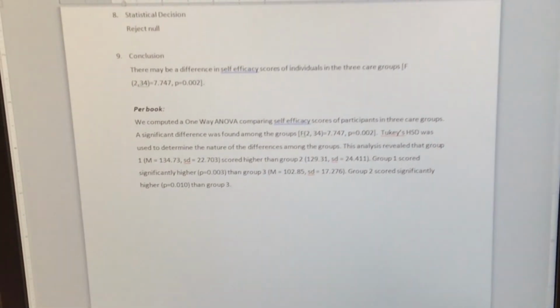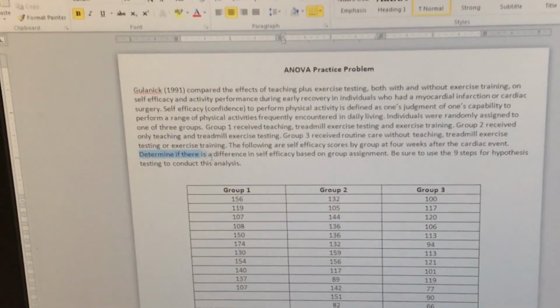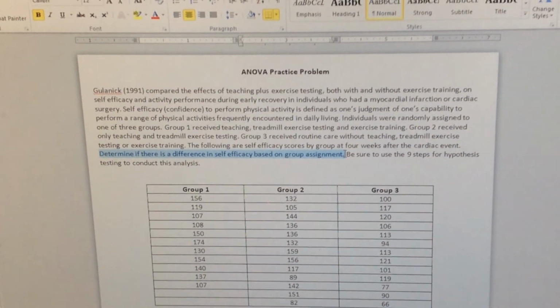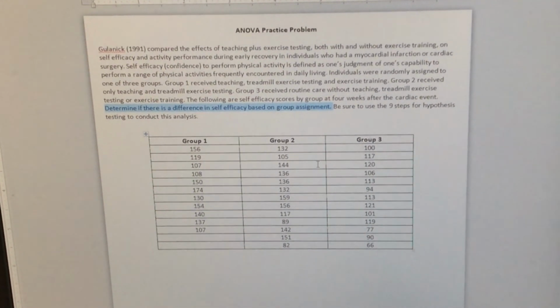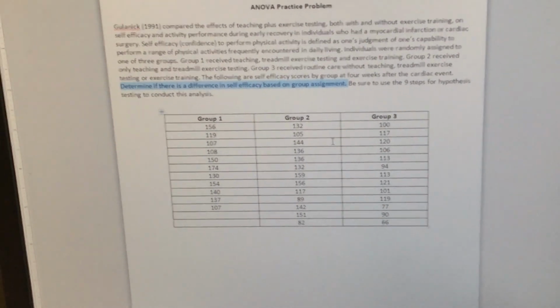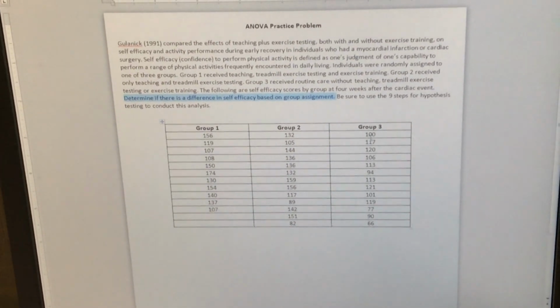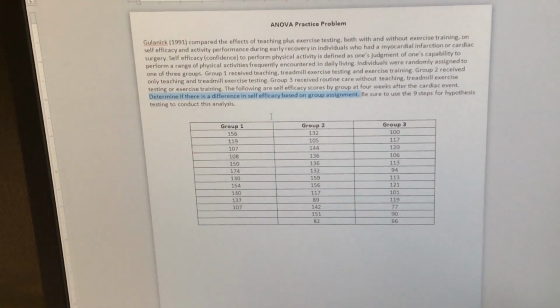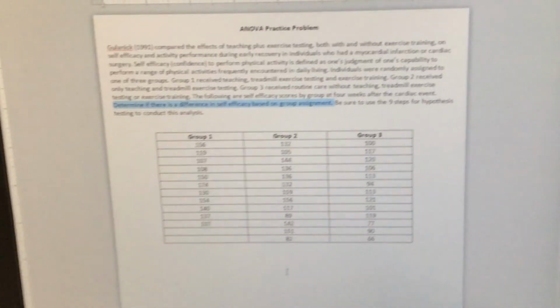And so if you go back to the question that was asked, determine if there is a difference in self-efficacy based on group assignment, we can confidently say we think there may be. And we think that difference is between groups 1 and 3 and 2 and 3, but not between 1 and 2. Okay? That is your one-way ANOVA analysis.